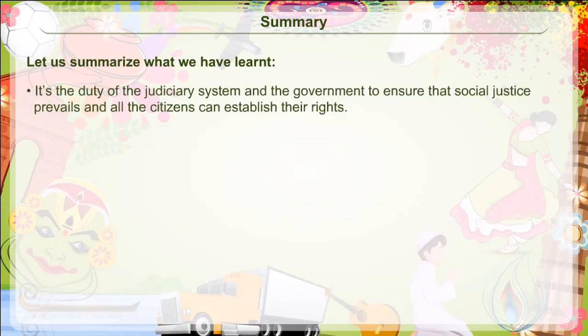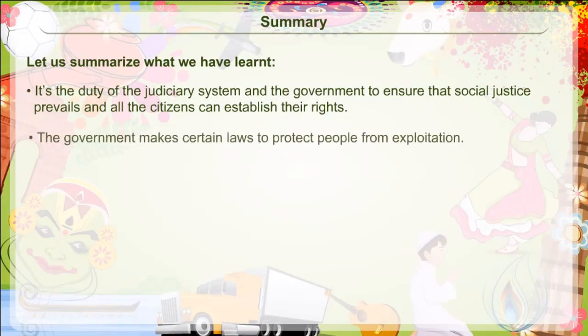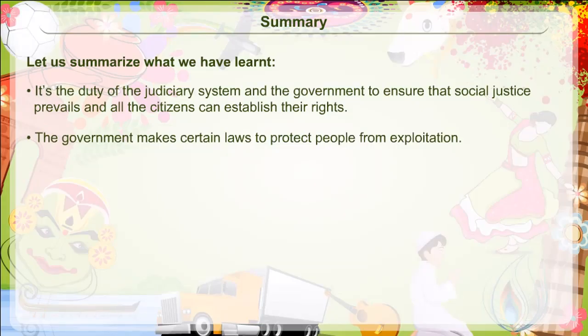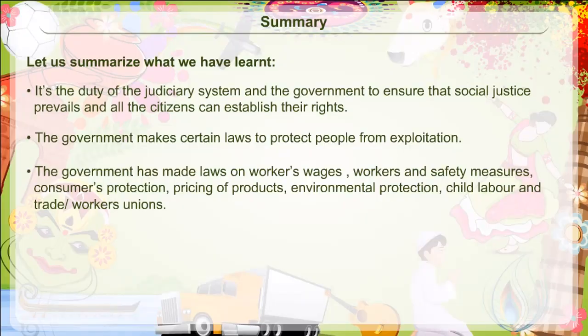Summary. Let us summarize what we have learned. It is the duty of the judiciary system and the government to ensure that social justice prevails and all the citizens can establish their rights. The government makes certain laws to protect people from exploitation. The government has made laws on workers' wages, workers' safety measures, consumers' protection, pricing of products, environmental protection, child labor, and trade or workers' unions.